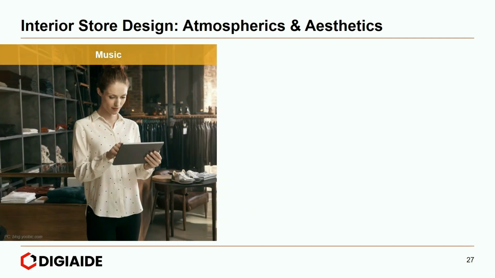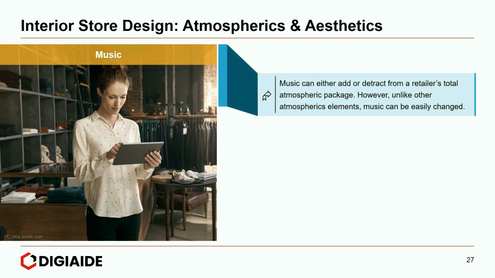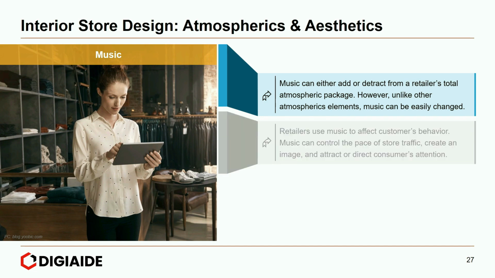Moving on to the next sub-element, music. Music can either add or detract from a retailer's total atmospheric package. However, unlike other atmospheric elements, music can be easily changed. Retailers use music to affect customers' behavior.